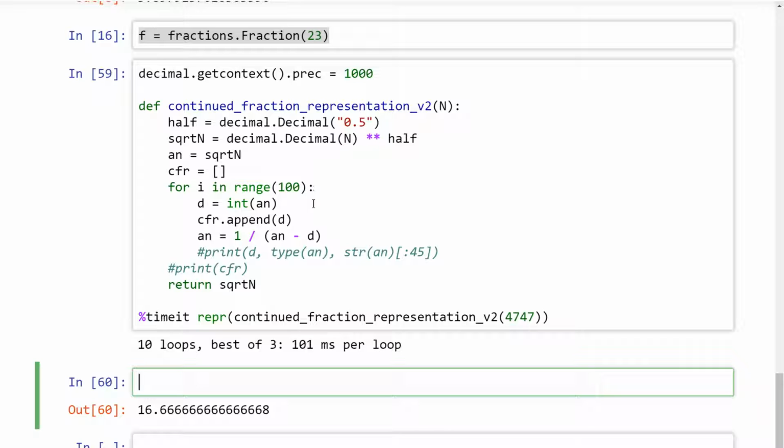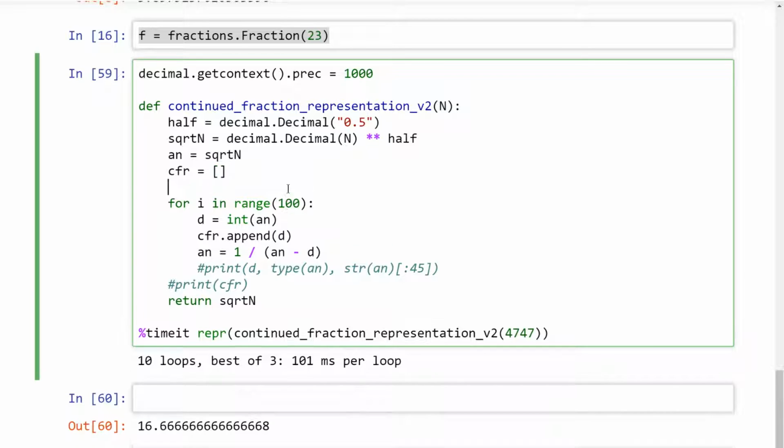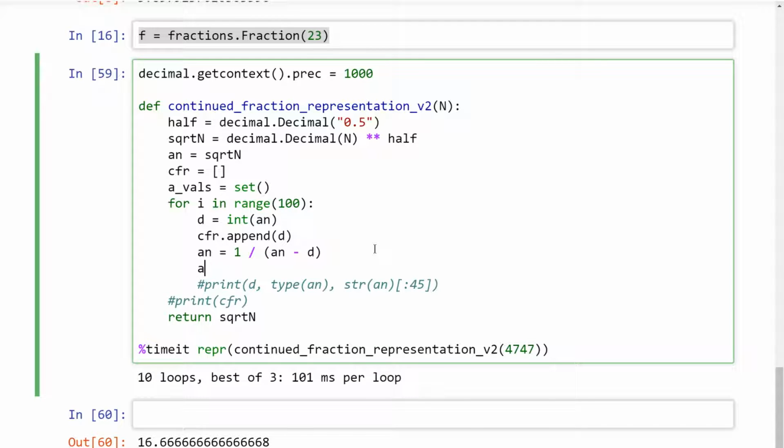Okay, let's try it. Okay, again we have to, I guess. Maybe we can break early if we find the pattern. We don't have to wait for this 100. Yeah, sure. So we're going to have the A-vals in a set, and we add stir an, limited to some kind of precision. So let's do, I don't know, 100.